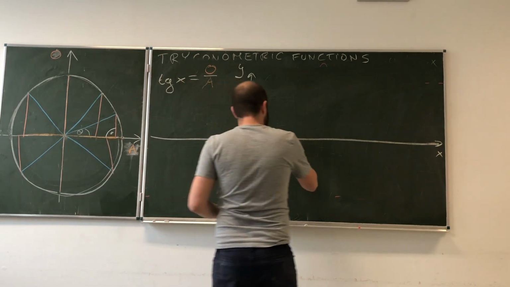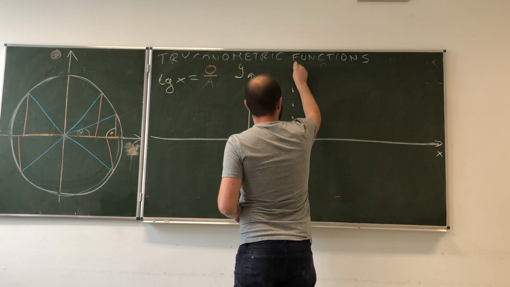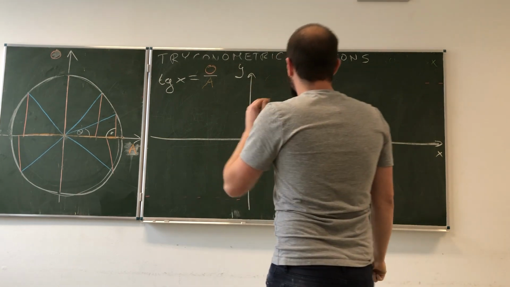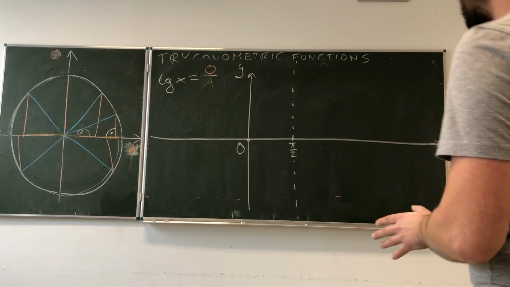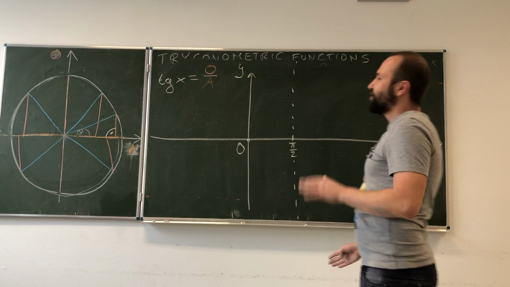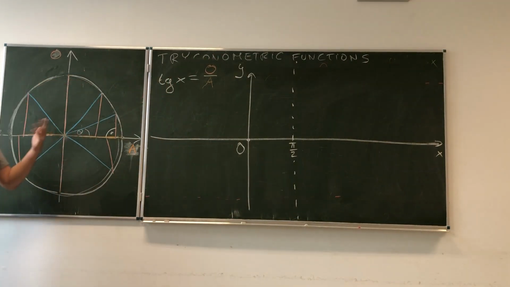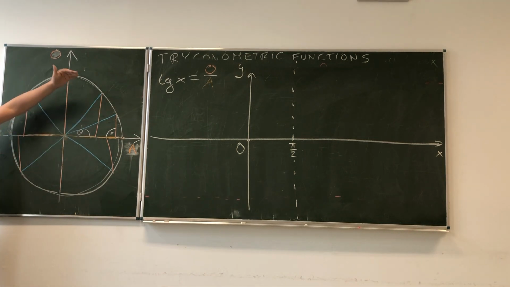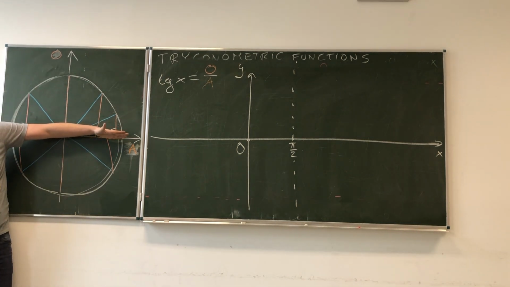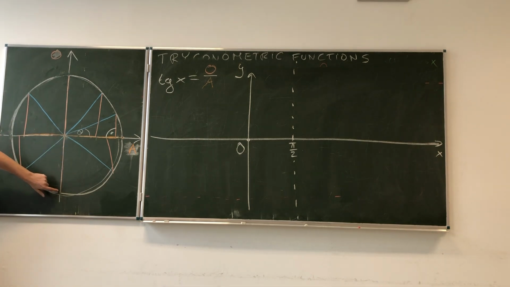So what should I do? At pi over 2, I should create an asymptote. Because at this place, I just cannot divide. So the function is undefined. Okay, now let's do something a little bit different. Let's go in the opposite direction. Look, again, here we will see that opposite is getting bigger while adjacent is getting smaller until the point where we need to divide by 0 again.